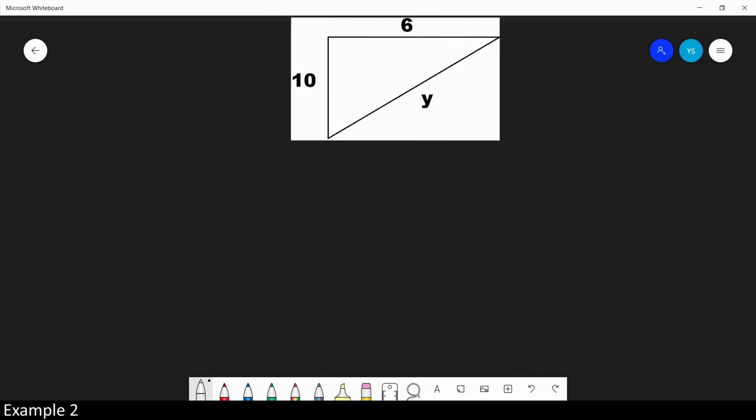Okay, so example number 2. We have another right angle triangle with a different orientation. Our right angle, once again, is pretty easy to spot. It's right over here. And our hypotenuse would be our y. So we'll look to work this one out.